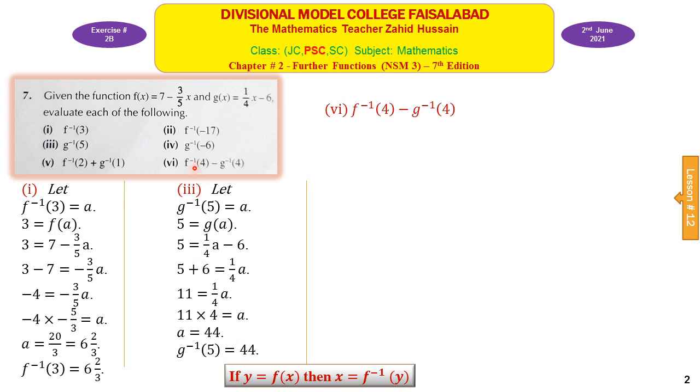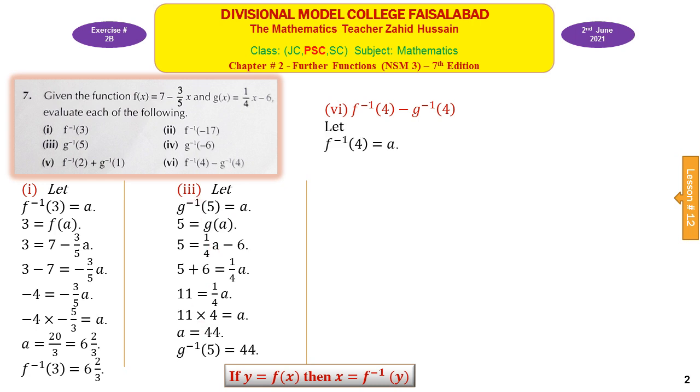In the sixth part, we are asked to find the difference between the value of the inverse function of f when x is equal to 4 and the inverse function of g when x is equal to 4. So first find the value of the inverse function of f at x equal to 4 in this similar way.